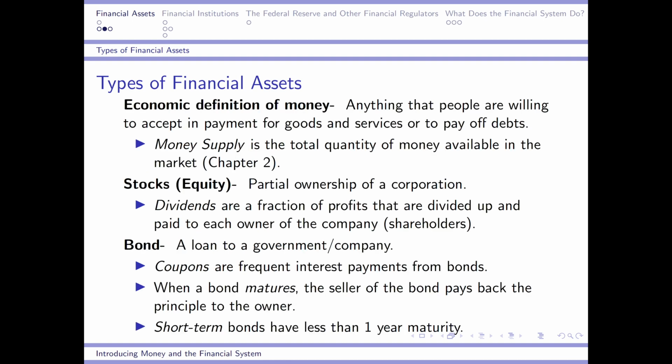And first, talking about money. I know when we say money, a lot of you are just going to think bills, coins, etc. However, in economics, we actually use a bit broader term for money. And we use the definition of anything that people are willing to accept in payment for goods and services or to pay off debts. And we're going to talk about the money supply in chapter 2, but that is the total quantity of money available in the market at any one time.